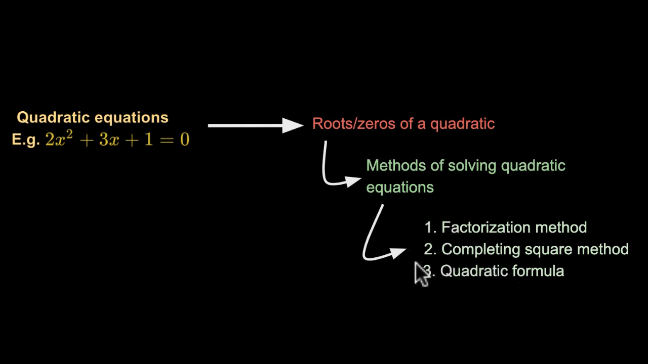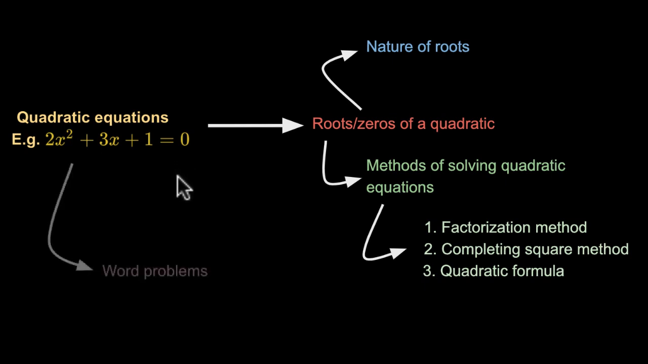And once we know how these methods work, let's talk a little bit more about the roots or zeros. Basically, how can we find their nature? How can we say whether the roots are real or unreal even without finding them? And once we have finally talked about the nature of roots, then we'll spend a little bit of time on understanding the word problems related to quadratic equations. So this is how the entire journey would look, and let's start now.